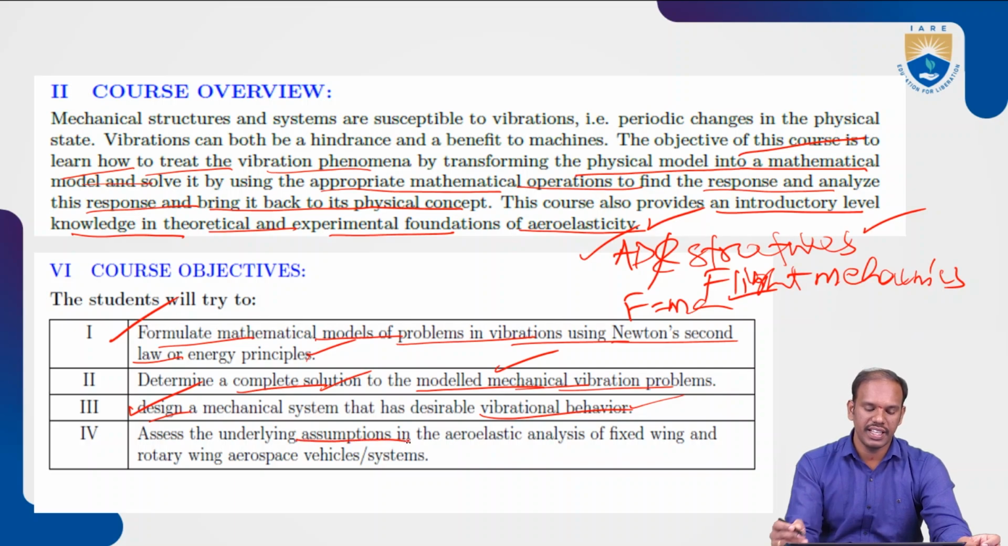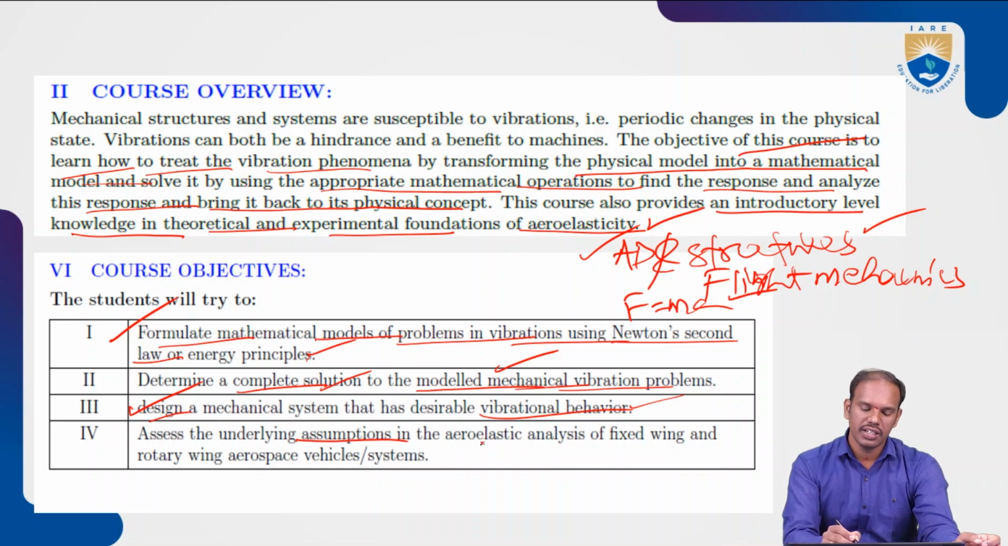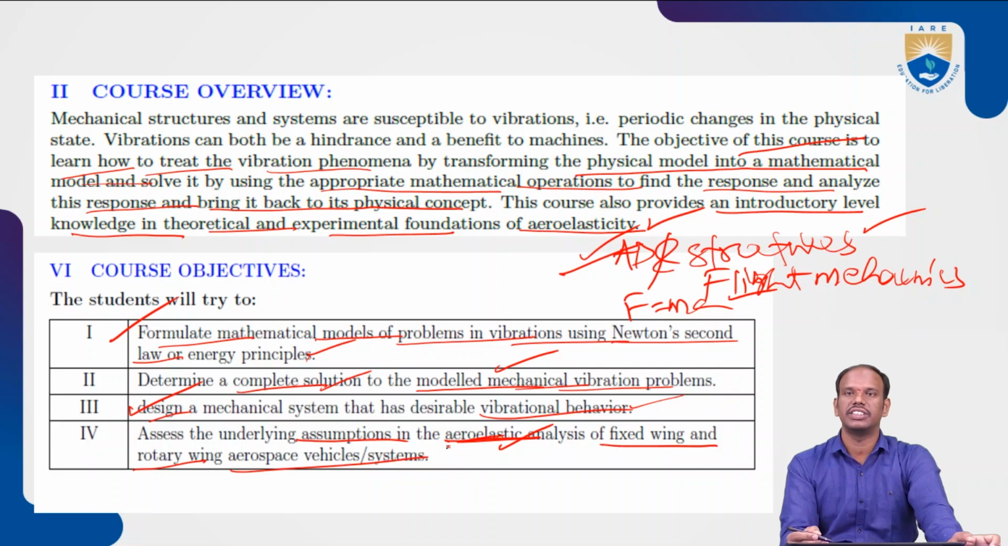There are some assumptions in aeroelasticity. So we need to concentrate more on aeroelasticity problems in the future, because we are studying aerospace structural dynamics. That is the basics we can learn in aeroelasticity. As we know, vibration, structures, aerodynamics, propulsion and flight mechanics are included in aeroelasticity analysis. So fixed wing as well as rotary wing aerospace vehicle structures and systems, we need to learn in these outcome objectives.